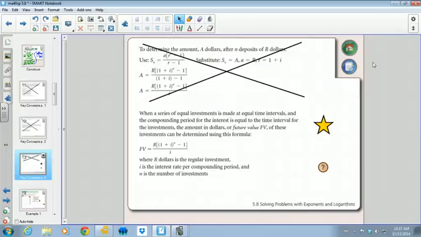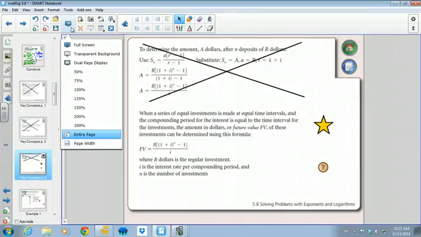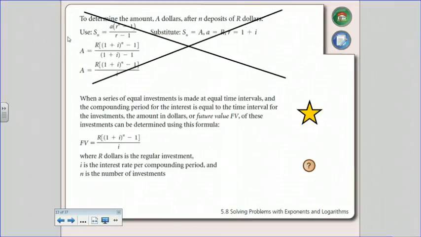Reading at the top. Go, Chris. When a series of equal investments is made at equal time intervals, and the compounding period for the interest is equal to the time interval for the investments, the amount in dollars, with future value FV, of these investments can be determined using this formula. The future value of the investment. What it'll be worth in the future.